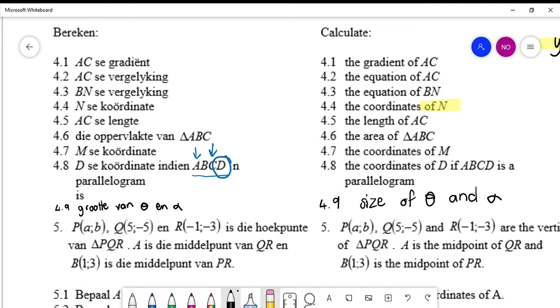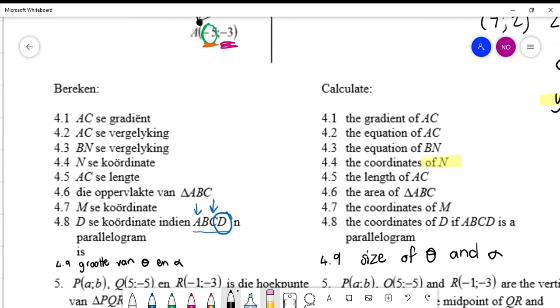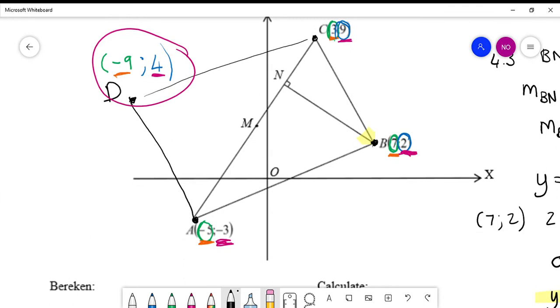Okay, do you all have the question? Het julle almal al? Nou gaan na jou skets toe en teken hierso vir my die hoekie theta in. So that angle will be theta and this one will be alpha. Draw it in. We're going to calculate the size of that now.